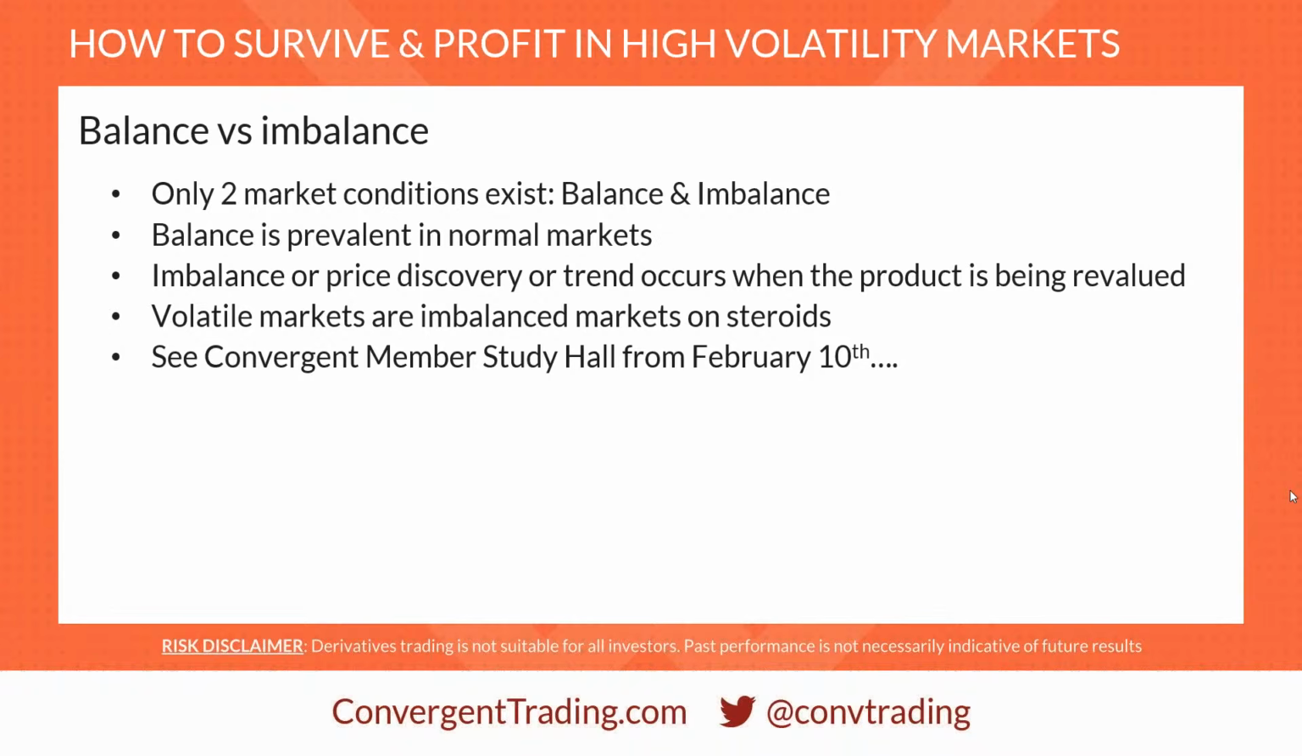Imbalance or price discovery or trend occurs when the product is being revalued. Okay, so there's news or there's some input that's being brought into the market and it's causing us to have to reprice that product. Volatile markets are imbalanced markets on steroids. The information is so disruptive that it really struggles to find that balance. And so it goes into this hyper price discovery process.